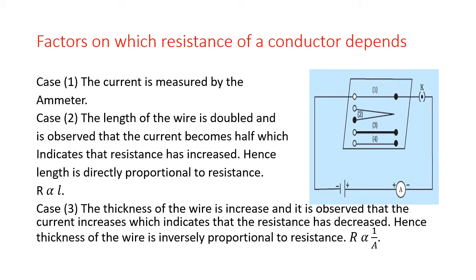Okay. So now you understand what resistance is. Resistance is a property of the material which prevents the flow of electric current. Now we'll see on what factors the resistance of a conductor depends upon. Now study this diagram well.